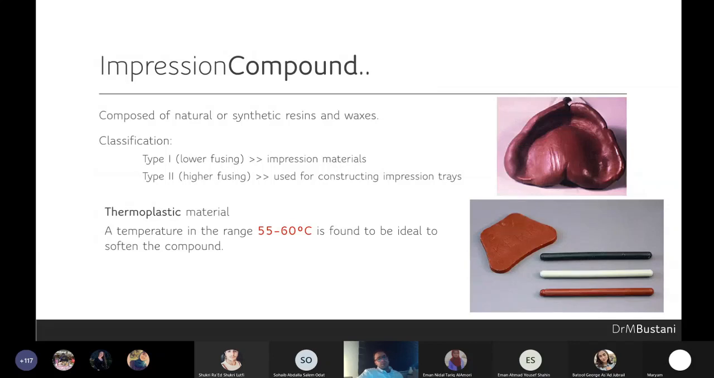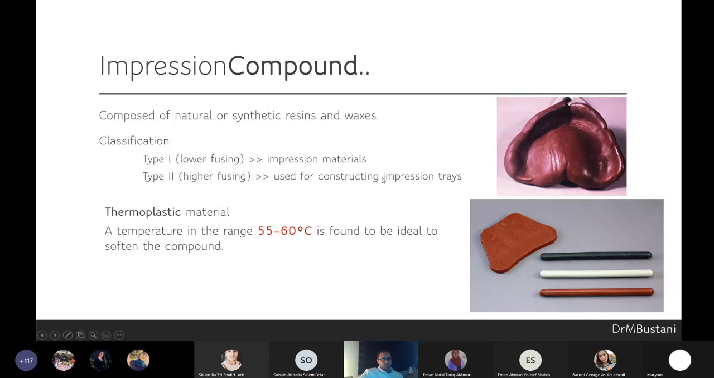Impression compound. This is a photo of a primary impression for a completely edentulous patient. As you can see, it has a unique brownish color, so you should be able to tell when it's compound or other materials. Compound is made of natural plus synthetic resins and waxes. It can be classified into two types. One has a low fusing temperature, which is used as an impression material. The other has a higher fusing temperature, which is used to construct a tray.